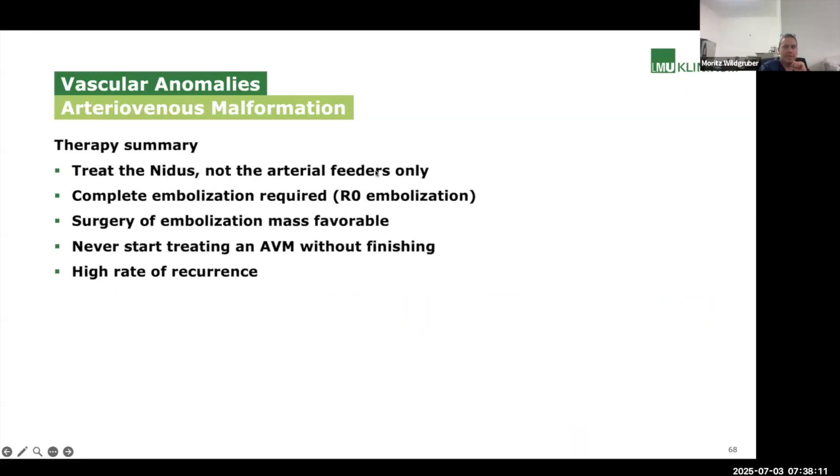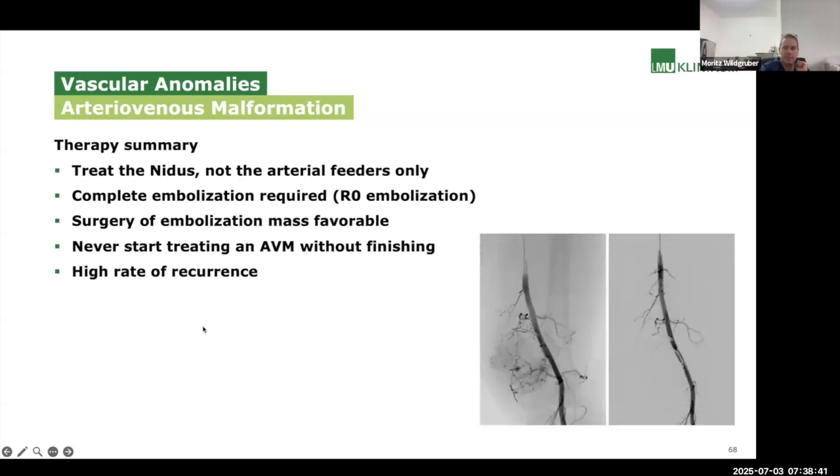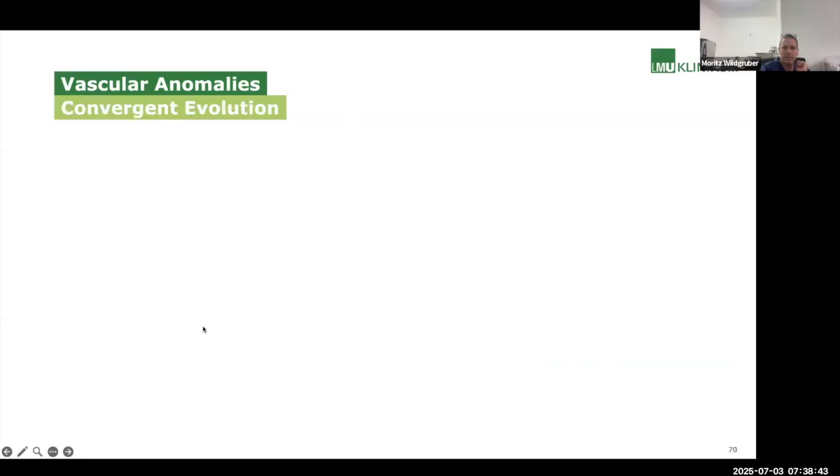Again, treat the nidus, not the arterial feeders. This holds for us as interventional radiologists. It also holds true for the surgeon. Try to be as complete as possible in AVMs. If the lesion is embolized properly and you have a good surgeon, ask him to take it out. It decreases the rate of recurrence. Don't stop in between, cross the finish line as best as you can. Otherwise, there will be a high rate of recurrence.